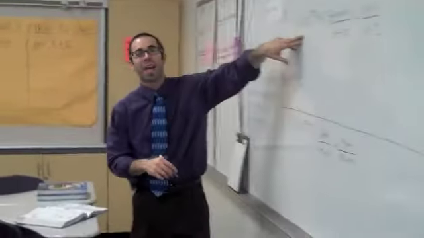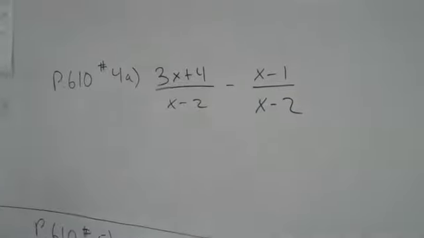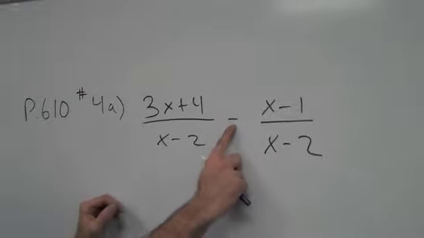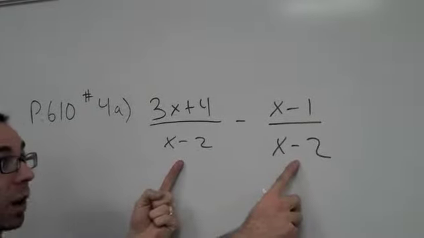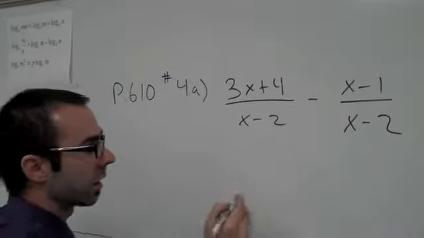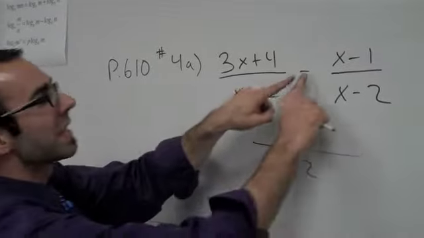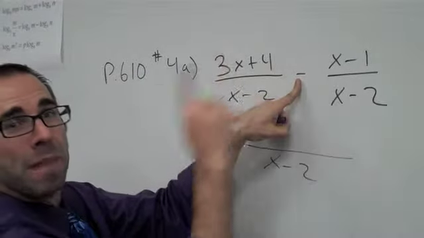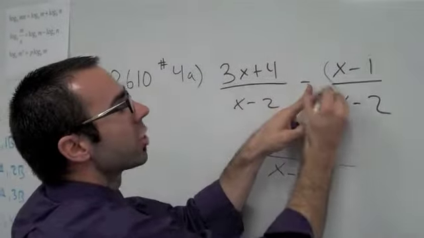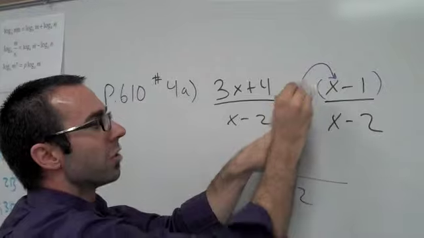And continuing on in page 610, number 4A. Okay? So in this case, we're not going to add, but we're subtracting. However, do you see here how we have a common denominator? So we know that our denominator is still going to be x minus 2. Okay? But this negative sign makes it a little more complicated. And what that means is we need to distribute this negative sign. So we have to distribute it in there and distribute it right there.